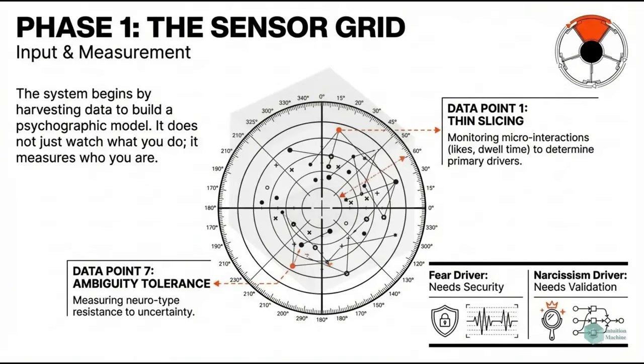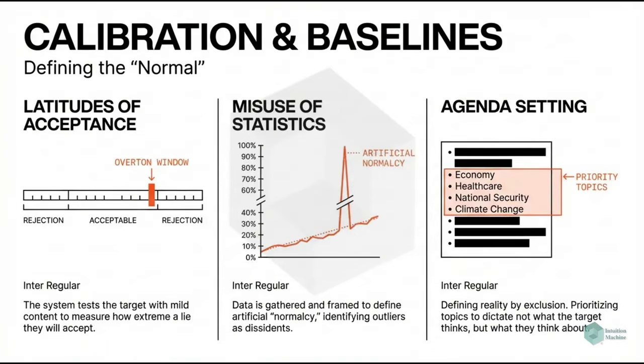Not your opinions, those don't matter yet. It's measuring your vulnerabilities. How do you handle uncertainty? Which emotions override your critical thinking? What do you need most? Safety, status, belonging. This is why your social media feels like it knows you. It does. Every pause, every scroll, every angry comment is data about what makes you tick, and more importantly, what makes you break. The system is thin slicing you in real time.